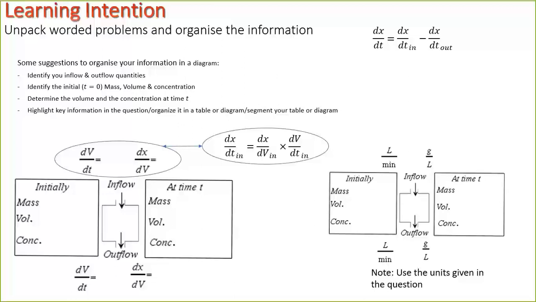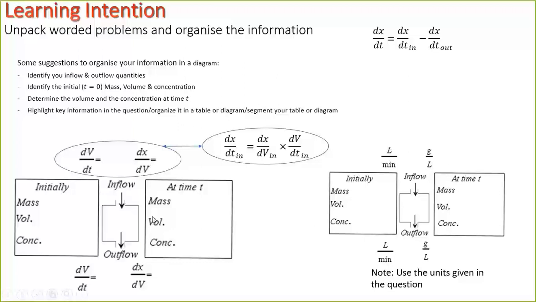Now, in terms of representing a diagram, what we've got here, up the top of our diagram, is like a little tank with a bit of inflow and outflow there. Up the top here are our inflow quantities, dV/dt and dx/dV. Now, if you find that those aren't quite sitting well with you, what you could do is copy the units given to you in the question. So dV/dt can be thought of as litres per minute, and dx/dV can be thought of as grams per litre, depending on what kind of units we have in the question.